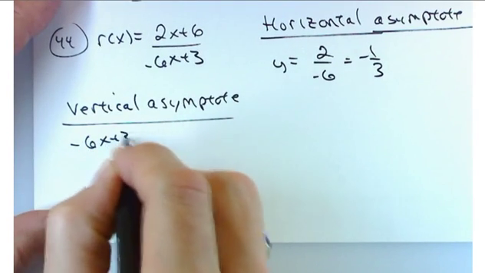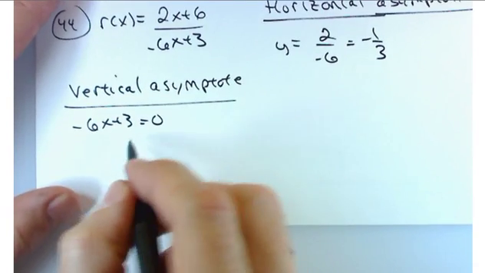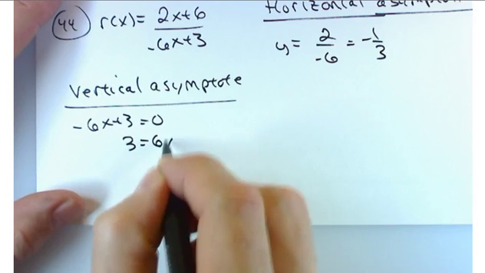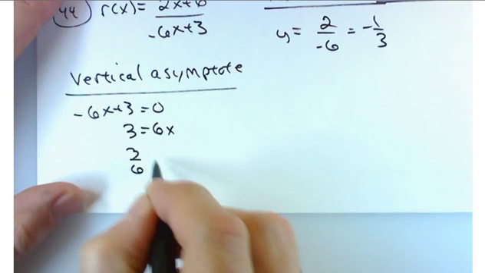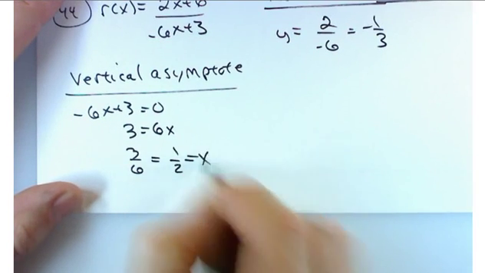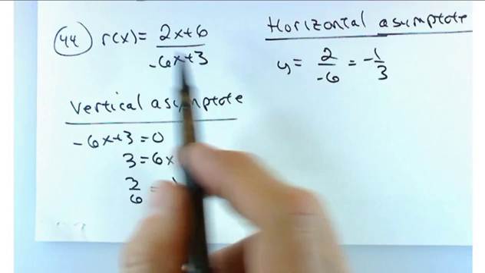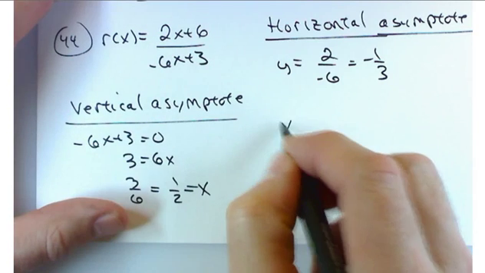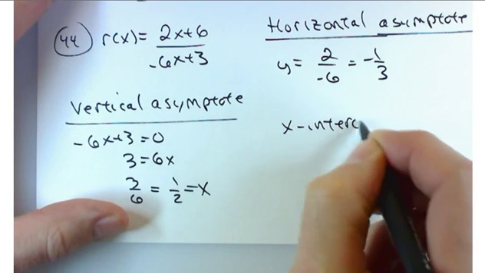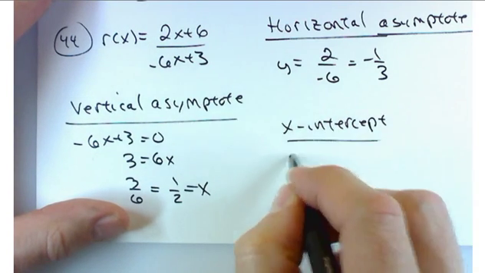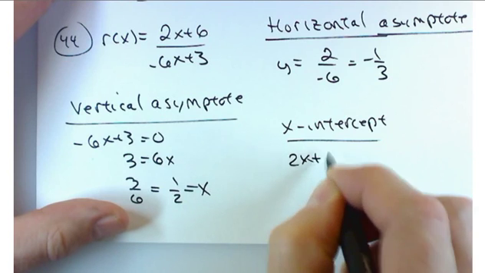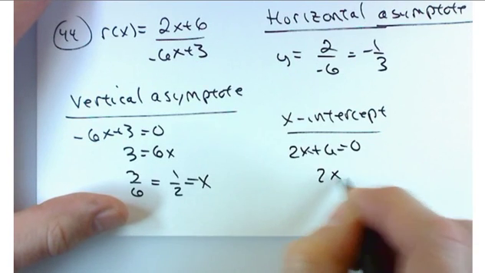Negative 6x plus 3 equals 0. So it's going to be 3 equals 6x. 3 divided by 6 is 1/2. So, nice. Can anyone tell me where this graph actually crosses the x-axis? Where would it cross the x-axis? Yeah, 2x plus 6 equals 0 means x equals negative 3.